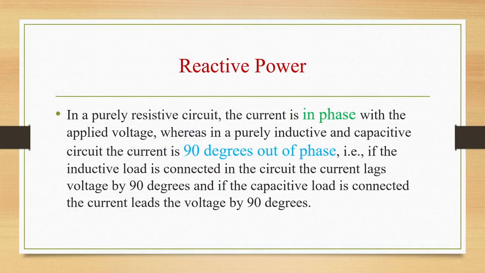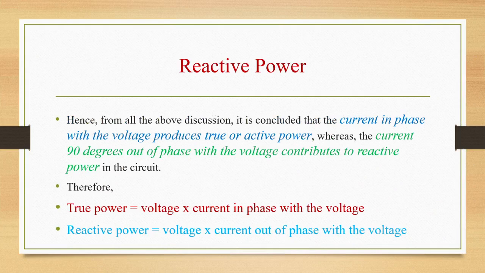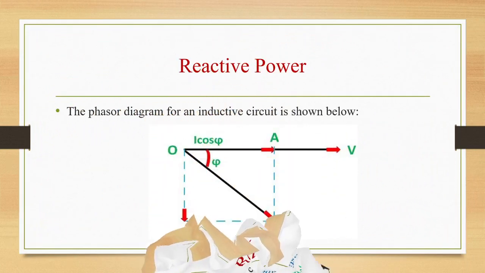In a purely resistive circuit, current is in phase with the applied voltage, whereas in a purely inductive or capacitive circuit, current will be 90 degrees out of phase with the voltage. If an inductive load is connected in the circuit, current will lag the voltage by 90 degrees, and if a capacitive load is connected, current will lead the voltage by 90 degrees. So we can conclude that current in phase with voltage produces true power or active power, whereas current 90 degrees out of phase with the voltage contributes to reactive power. Therefore, true power is voltage into current in phase with the voltage, and reactive power is voltage into current out of phase with the voltage.